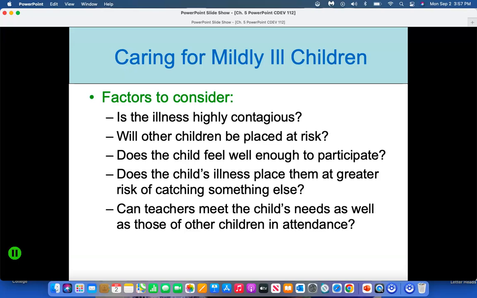If they're not participating, something's not right. They should be picked up. Does the child's illness place them at a greater risk for catching something else? And can teachers meet the child's needs as well as those of the other children in attendance? So considering all these factors when a child is ill is very important.